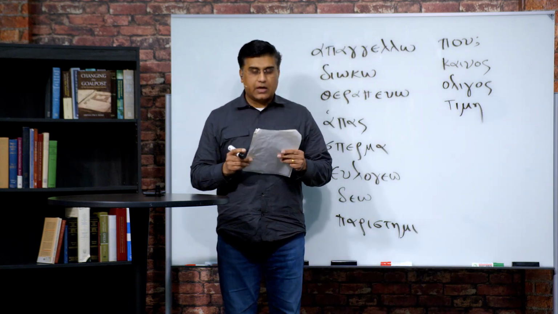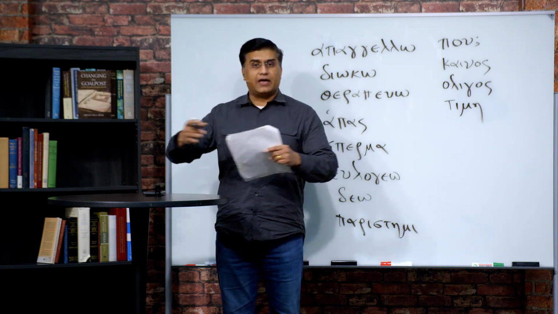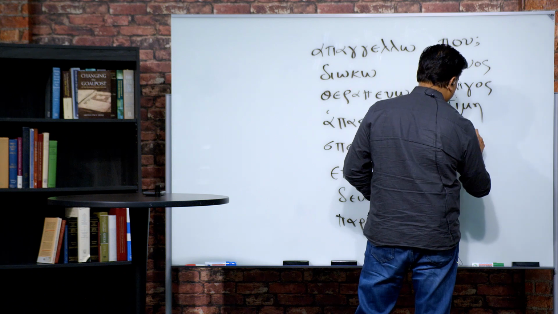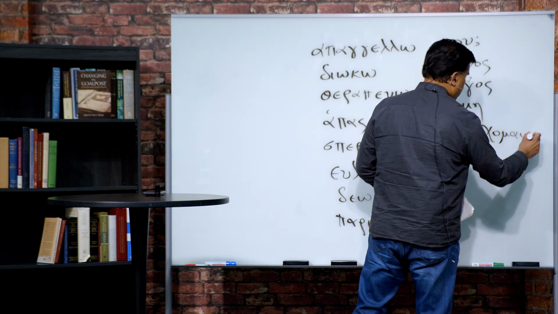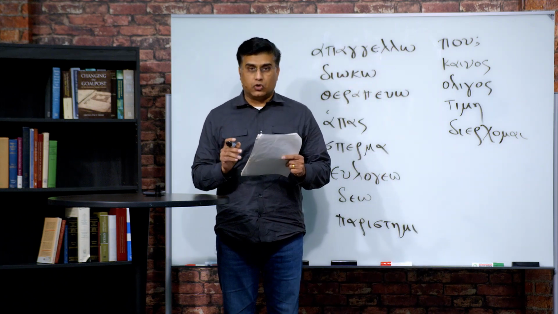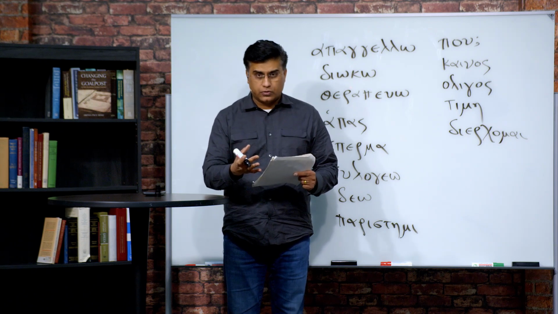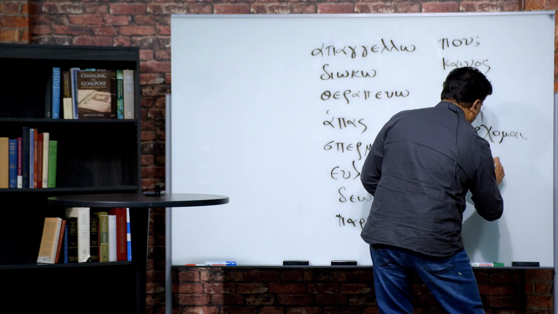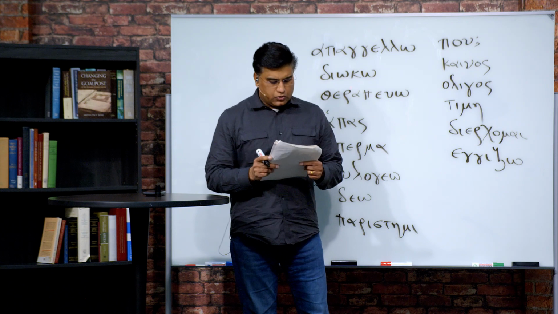Next is dierkomai. Dia is through, erkomai, I pass through. Dierkomai is I pass through. Next is engidzo. Engidzo is to draw near or to approach.